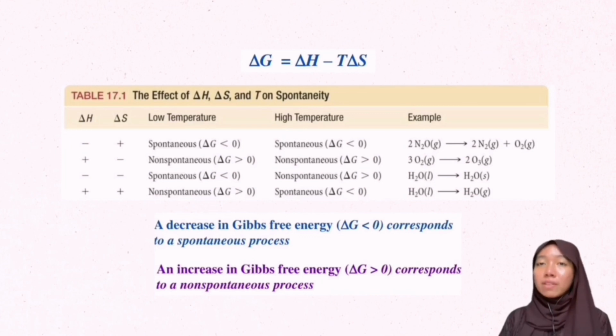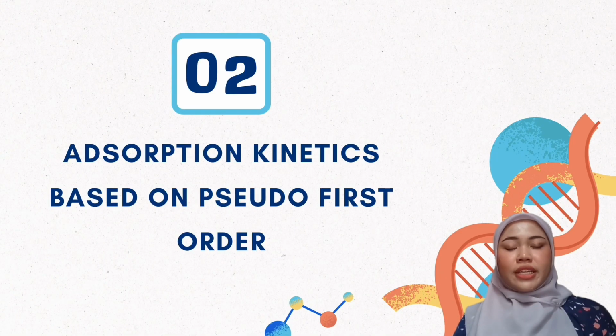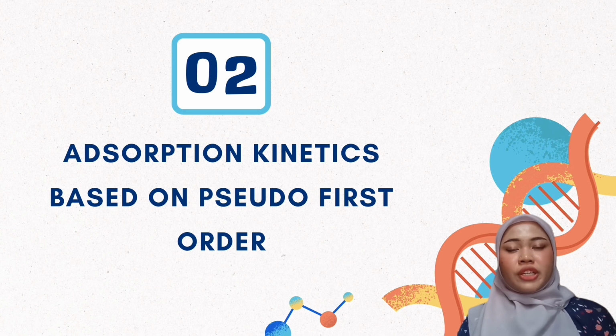Next, table 17.1 shows the effect of enthalpy, entropy, and temperature on spontaneity. As the enthalpy and entropy are negative values, it becomes spontaneous at low temperature, while non-spontaneous at high temperature. In order to determine kinetics and thermodynamics of adsorption, there are three adsorption kinetics models that can be used, which are pseudo-first order reaction model, pseudo-second order reaction model, and intraparticle diffusion.